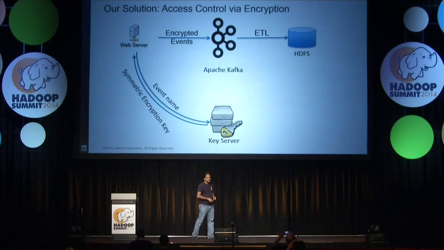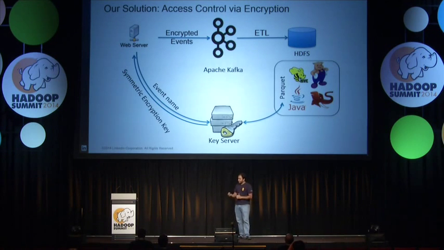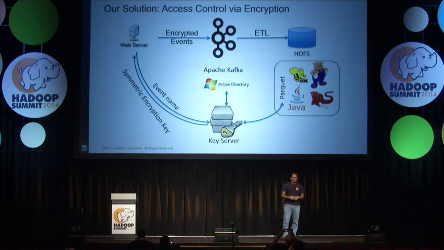After Kafka, it gets ETLed to HDFS. Again, in HDFS, so far, no problem. Once a particular job runs on top of HDFS, let's say you execute a Hive query, Pig, Java, or Cascading, it will again communicate with the key server and get the key. And the key server has the Active Directory connection. We run a Kerberized grid.